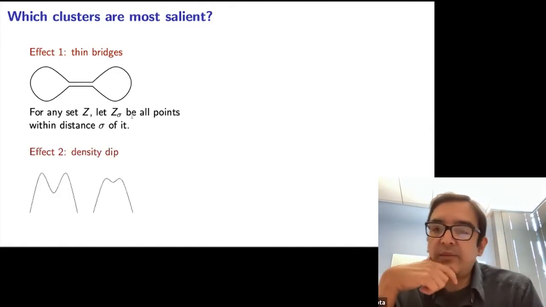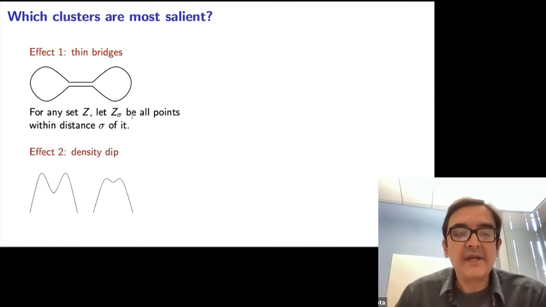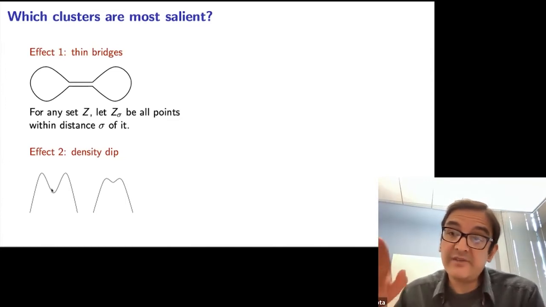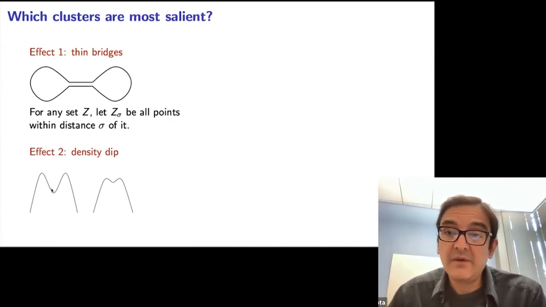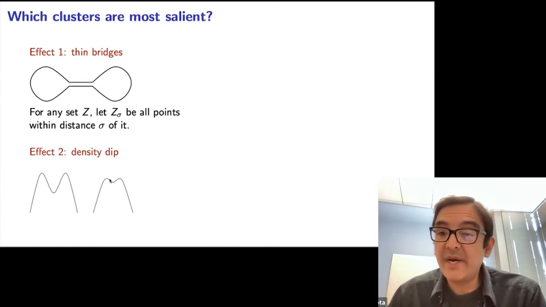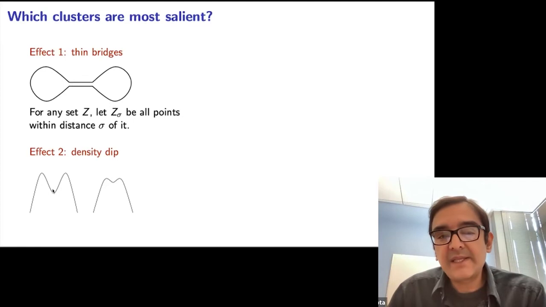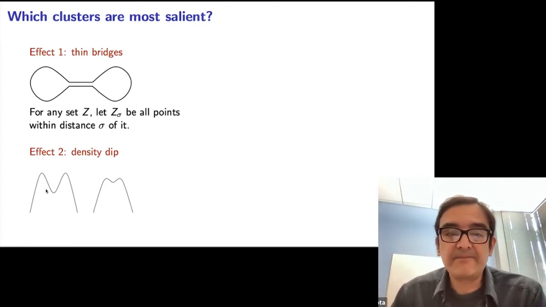The next effect that we have to capture is the following. In both these pictures, there are two modes and two clusters. But on the left, the two clusters are separated by a region of significantly lower density, whereas on the right, they're separated by a region of density that's just slightly lower. So it seems like the case on the left would be much easier. And so we need to capture that.